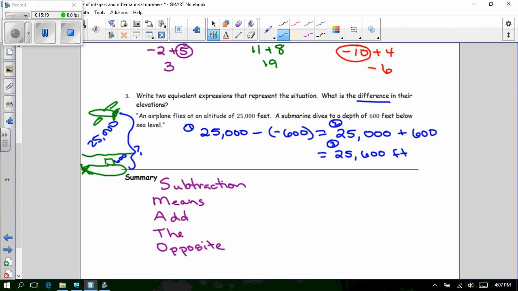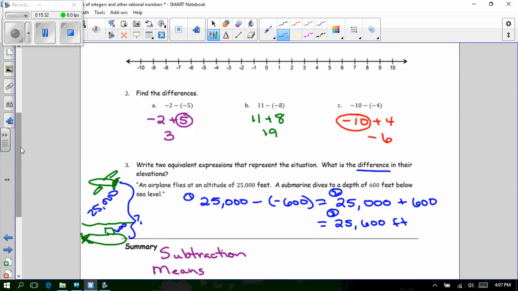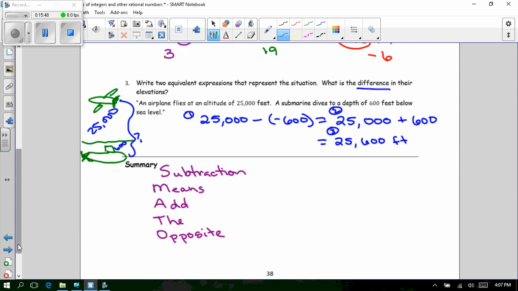Look at that airplane problem. We subtracted negative 600, but in the second part of it, we added the opposite. Right? You see that? Go back to 2b. Right? Subtraction means add the opposite. I subtracted. What's the opposite of negative 8? Positive 8. Look at 2a. Right? What's the opposite of subtracting a negative 5? Adding a 5. Subtraction means add the opposite. SMATO. Subtraction means add the opposite.